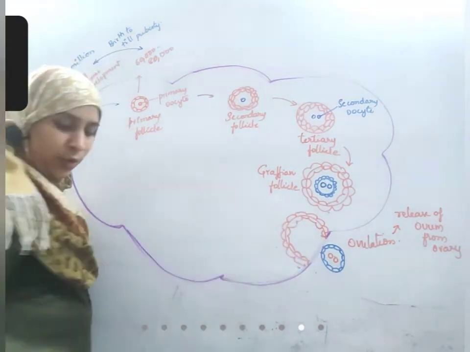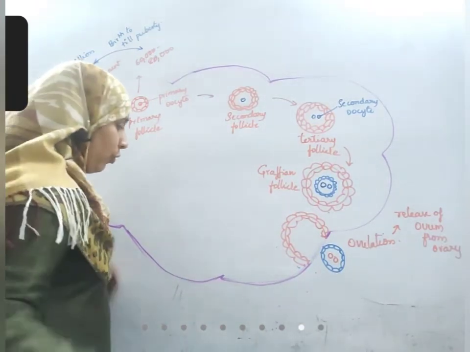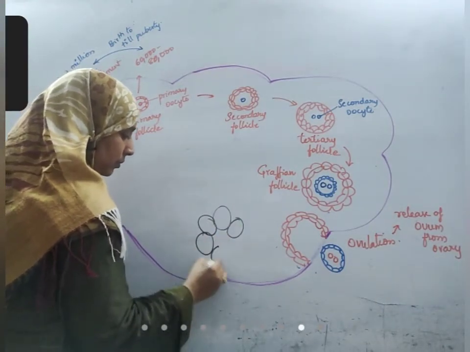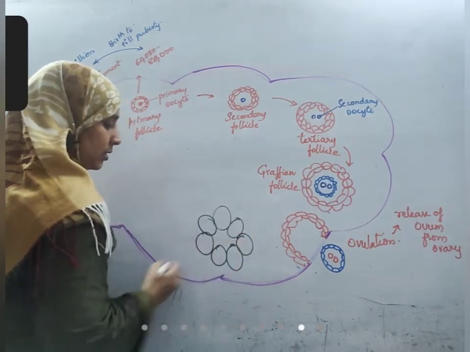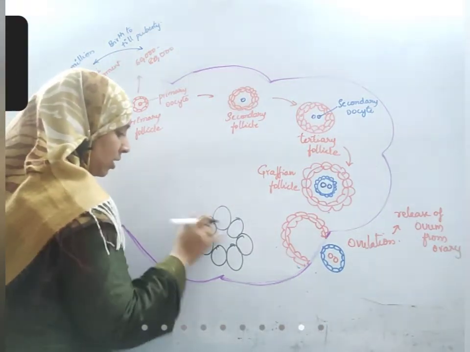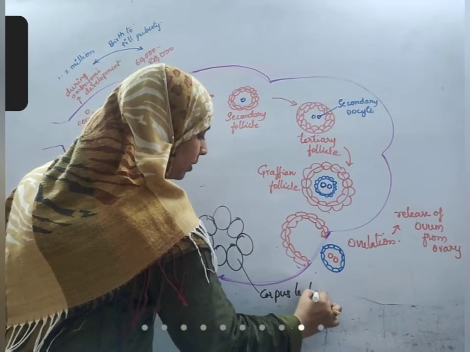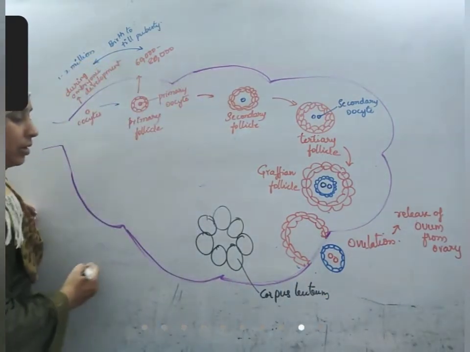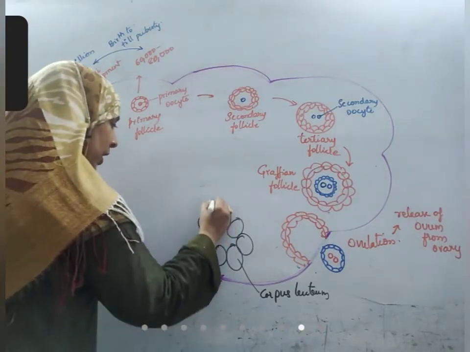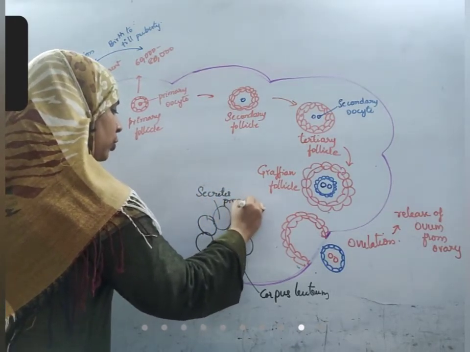This Graafian follicle will modify itself to form a structure called the corpus luteum. It secretes a hormone called progesterone.